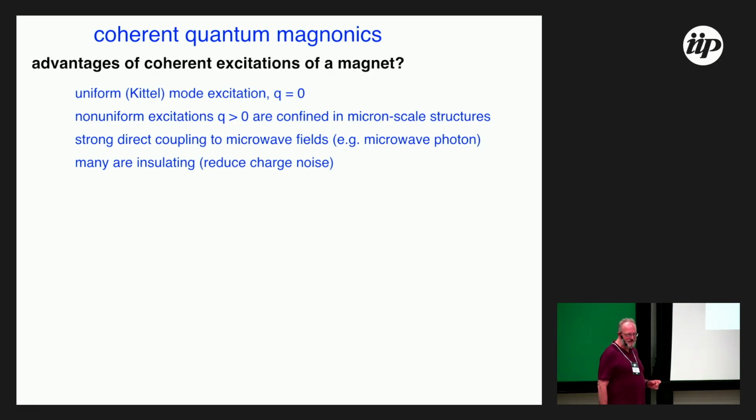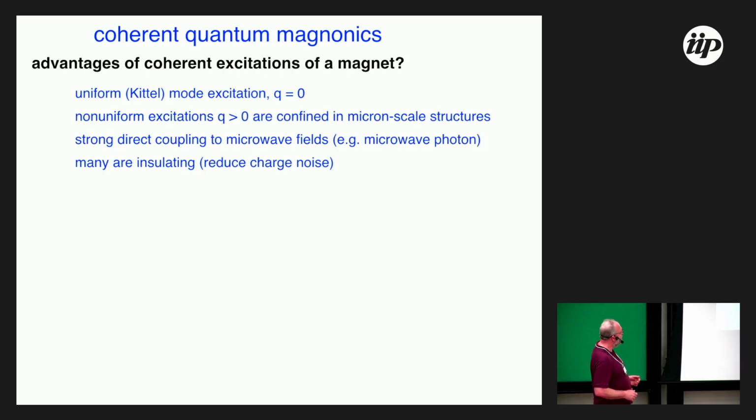It's really nice that you have an object that has a Q equals 0 excitation. That Kittel mode is very nice. You don't need to fit an oscillation with a finite wavelength into a certain box. The lowest excitation of the box is Q equals 0. There's always that uniform mode. Because the spin wave velocity is so low compared to light, you can even confine these in micron scale structures if they are non-uniform excitations. And you really have very strong direct coupling to microwave fields.